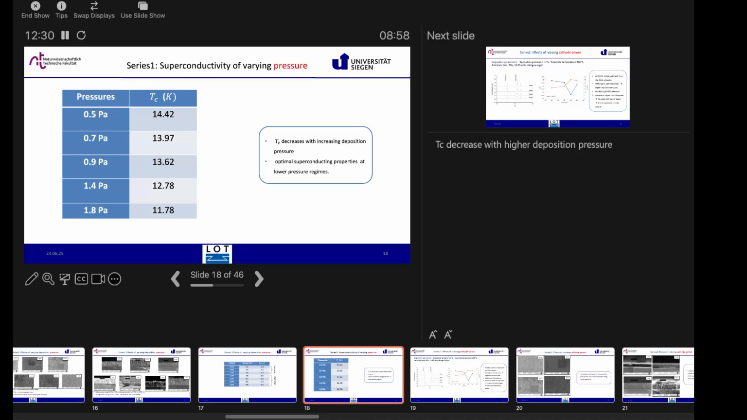we keep increasing the pressure, the Tc slightly decreases. What does it mean? That means the optimal superconducting property requires operating at low pressure.